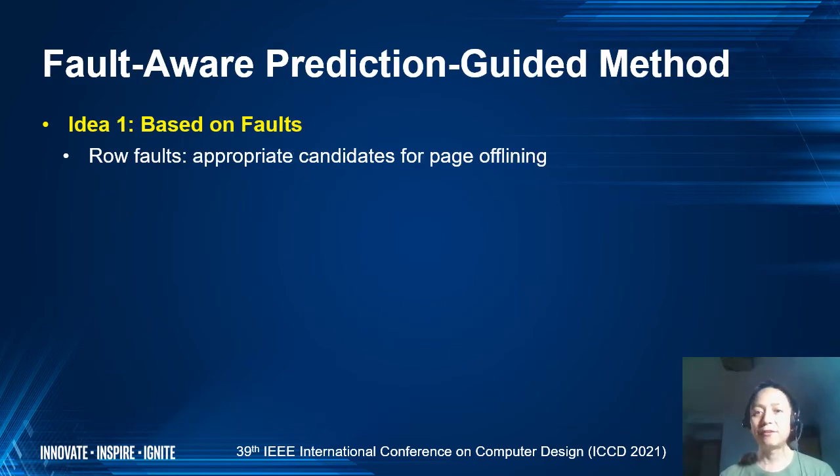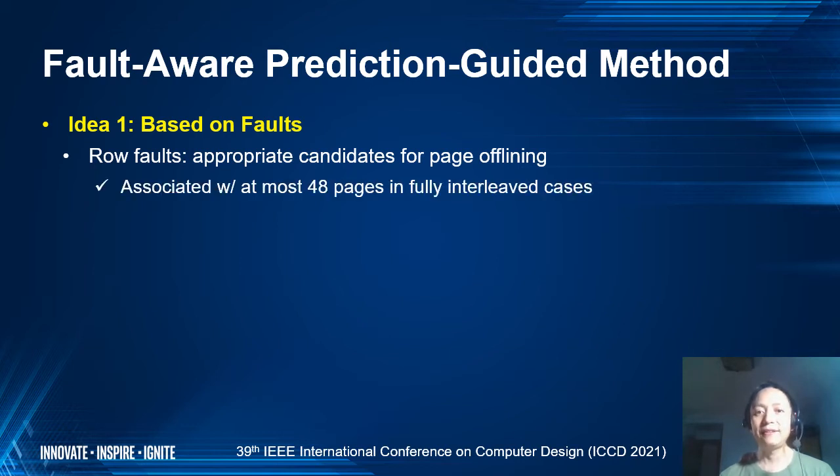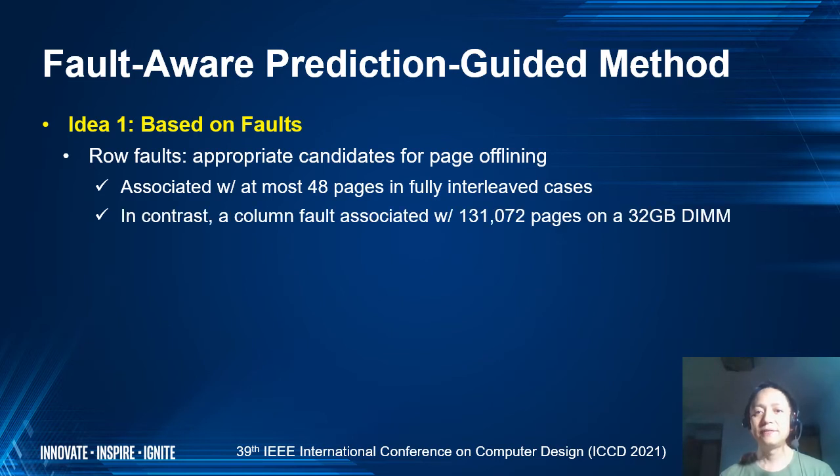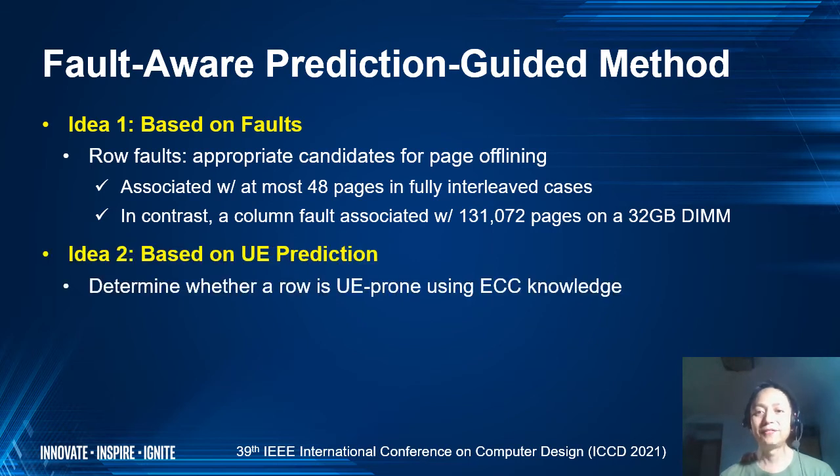We propose the fault-aware prediction-guided method of page offlining. The first idea is based on the faults. Row faults are appropriate candidates for page offlining. This is because a row is associated with at most 48 pages in the fully interleaved cases. In contrast, a column can map to a much larger number of pages, making the offlining cost unaffordable.